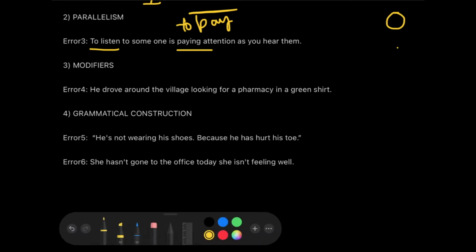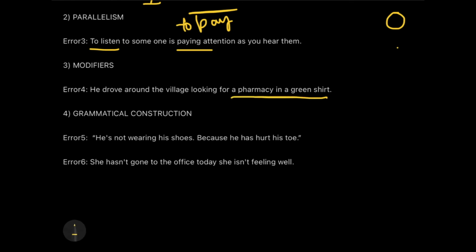अब आप समझ ही गए होंगे problem कहाँ है. फार्मेसी ग्रीन शर्ट में तो नहीं हो सकती. So if I am talking about a green shirt, I need to specify it with the person who is wearing it, not the pharmacy. So what will be the correct sentence? He drove around the village. This is the first part. He drove around the village.